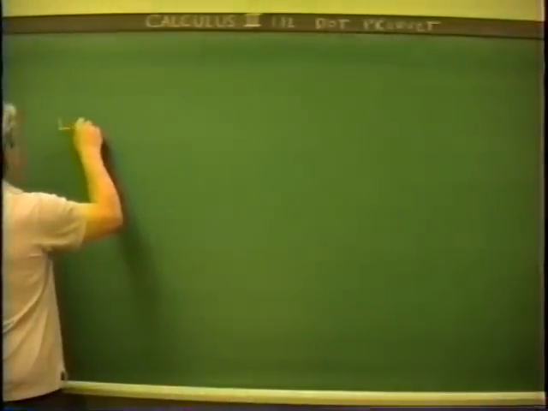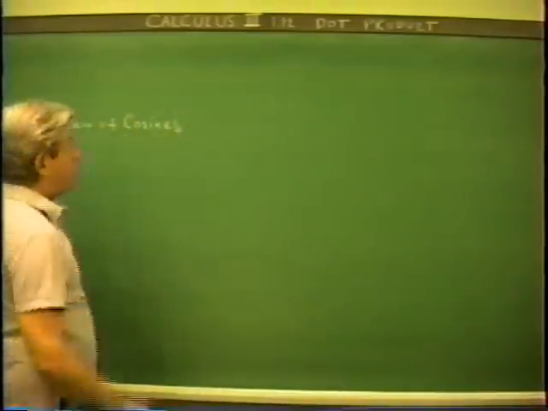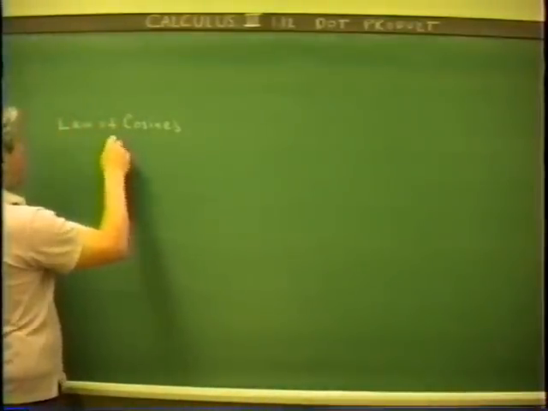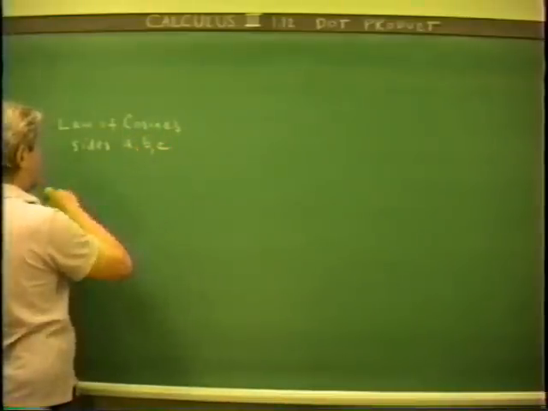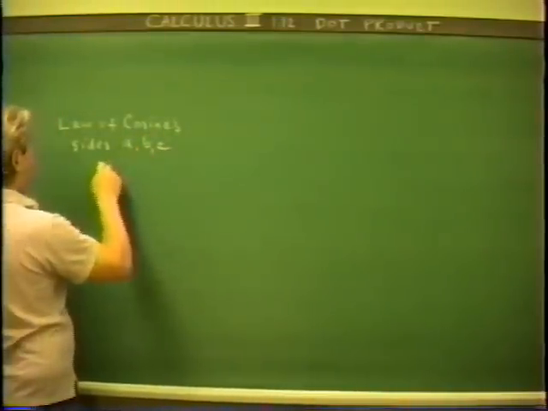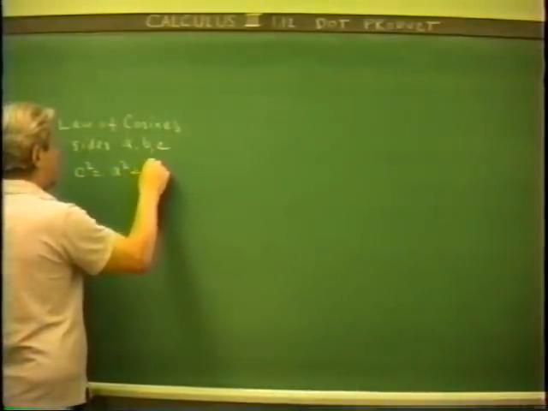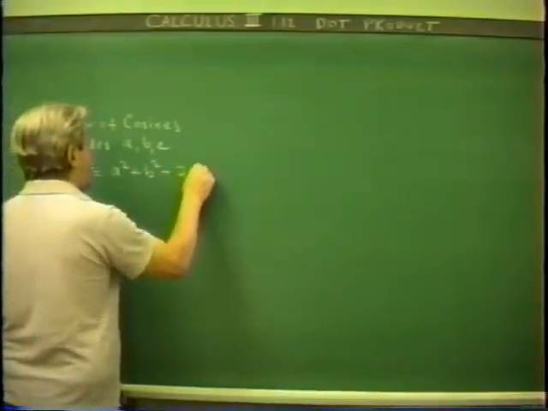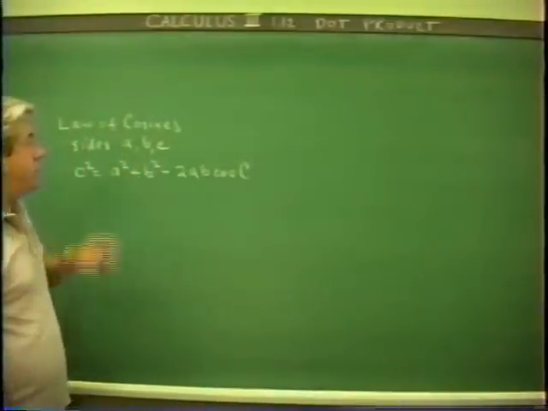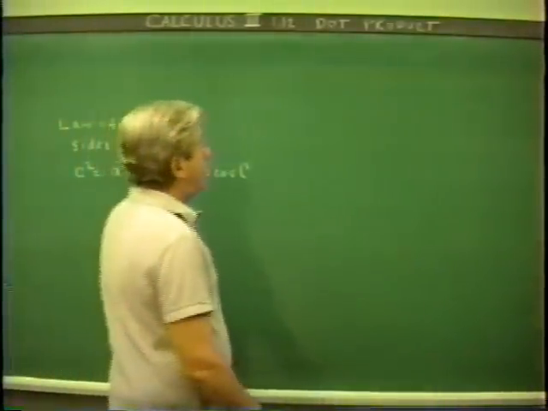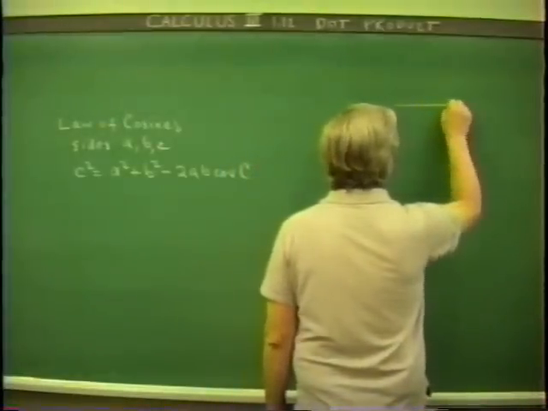Now with this, the properties of the dot product and what it represents. And this is based on what's in trigonometry called the law of cosines. The law of cosines says this: within a triangle with sides A, B, and C, C squared is equal to A squared plus B squared minus 2AB cosine of the angle C, where the angle C is the one opposite the side C.